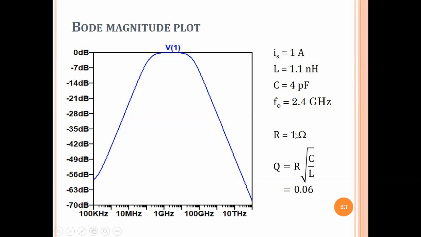So usually the R will be large. But anyway, this is to start with. So what we see is that for low frequencies, the gain varies as plus 20 dB per decade, for high frequencies as minus 20 dB, and in between there is a flat region. And Q is 0.06 for this circuit, R square root C by L.